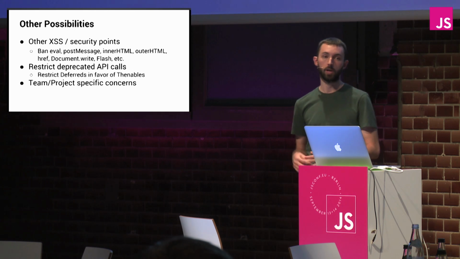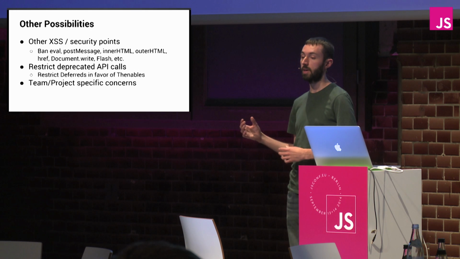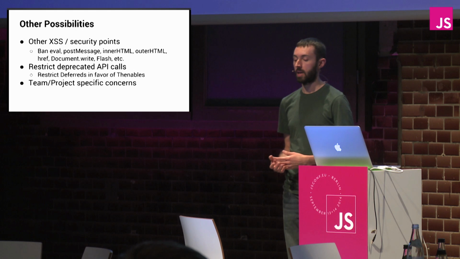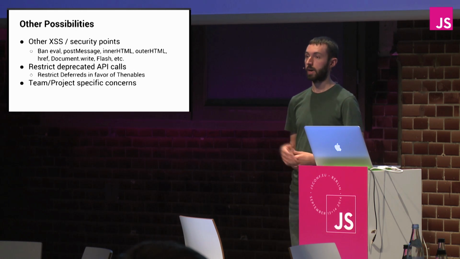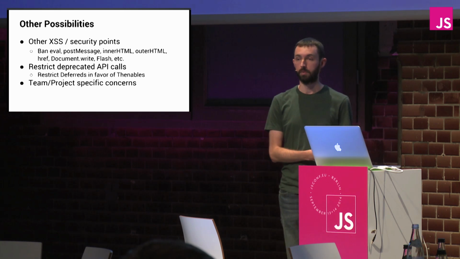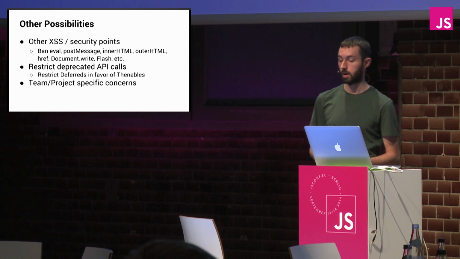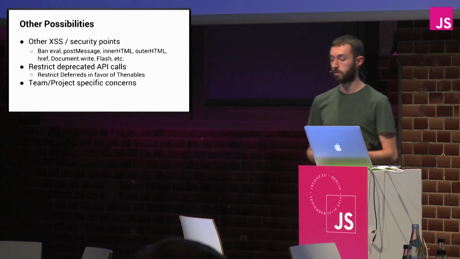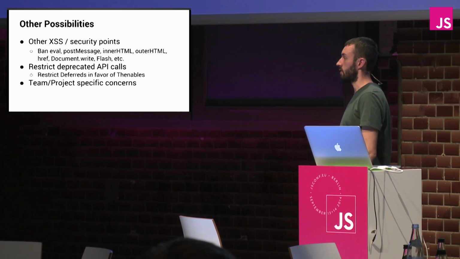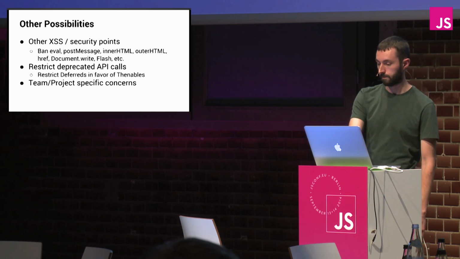You can also use it as part of a core libraries team to, say, restrict deprecated API calls. If you're trying to migrate your code base from one API to another API, then you want to prevent people from using the old one as you migrate. And so for one instance, if you want to migrate your code base to promises, then banning your old async primitive, like deferreds or whatever else it might be, would be a good use of the JS Conformance Framework. And lastly, you can also specify any team or project-specific concerns that you have because the framework is flexible.